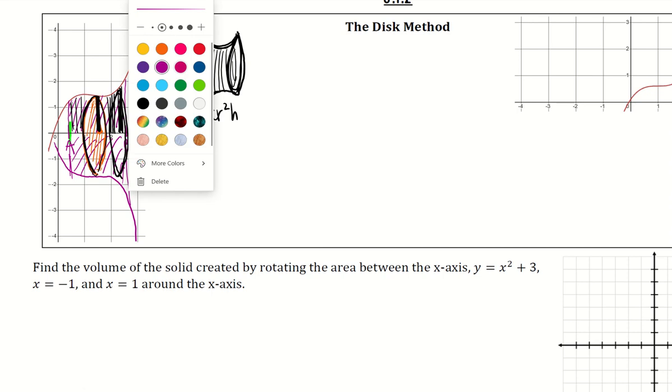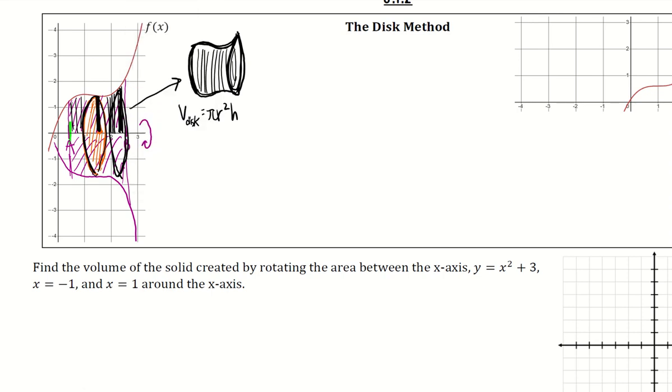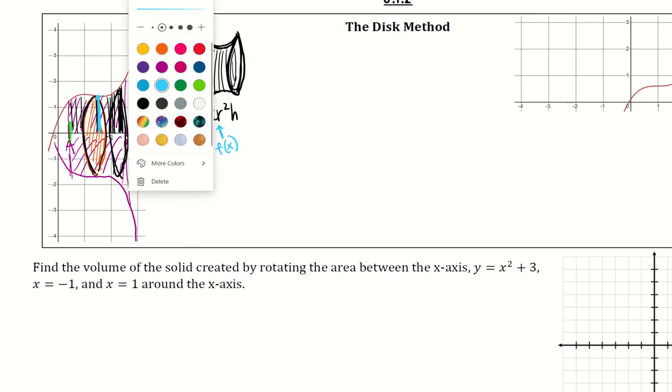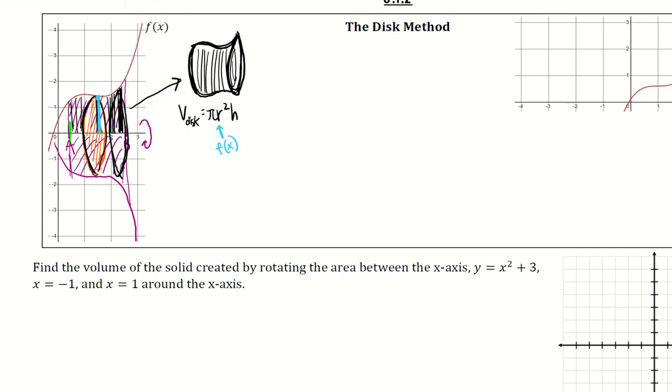You should notice that the radius of the cylinder goes up to the function itself. So that's my radius right there, that little blue piece. So the radius is the function. And then the thickness of the disc is the height of the disc. How thick the disc is, that's the height of the disc, right? So the height is the thickness of the disc.